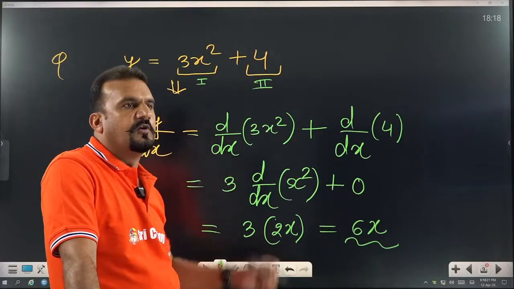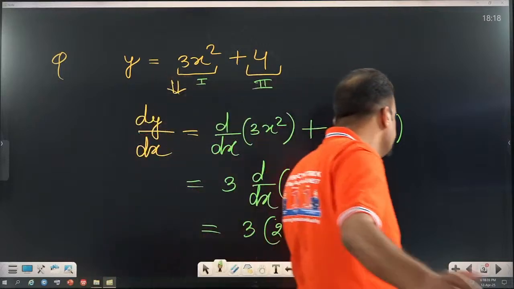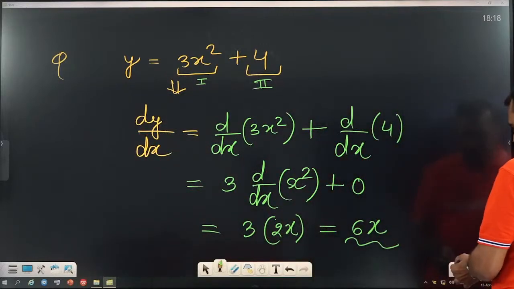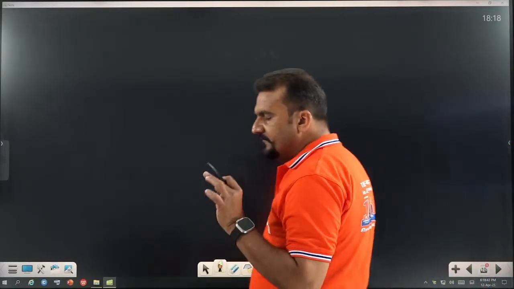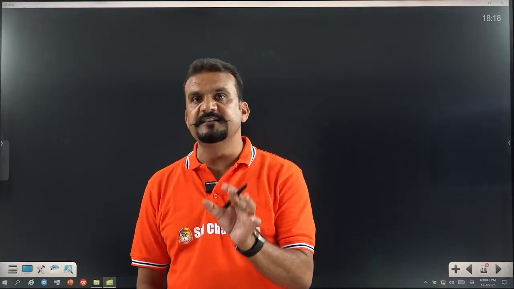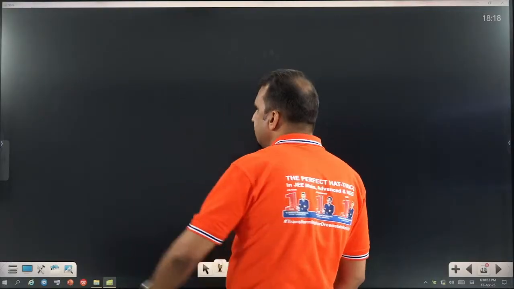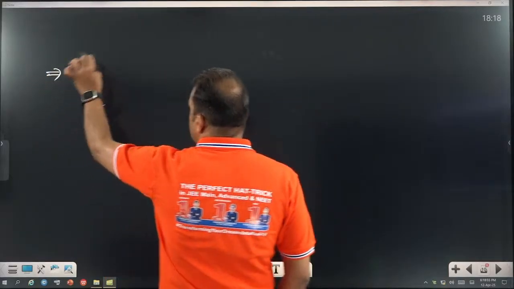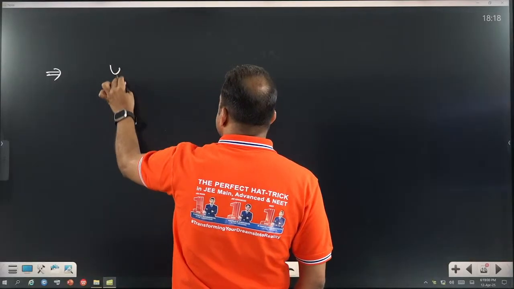Okay, so let us move forward. Let us move to the next rule. Next rule means in the same concept, sometimes it may be asked like that. That is called differentiation of a function within a function. Sir, what is the meaning of function within a function? For that, we are taking one example. Let us do one basic differentiation.